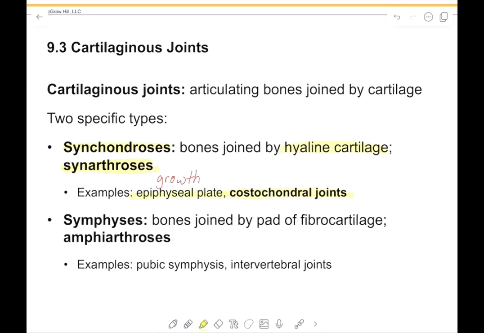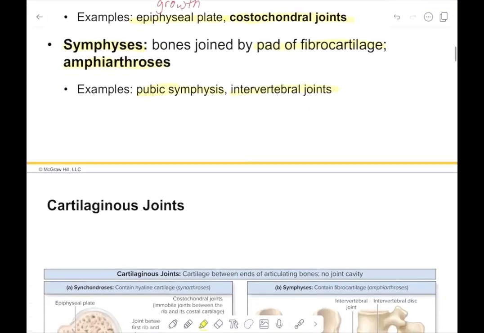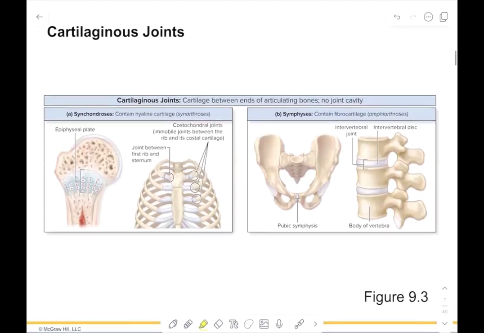The second example of a cartilaginous joint is called a symphysis. It's the one that I mentioned earlier. There's a pad of fibrocartilage, and it allows slight movement. The two examples you should know are the pubic symphysis and the intervertebral joint, which we see on this slide. On the left side of your slide is a synchondrosis, where there's an epiphyseal plate.